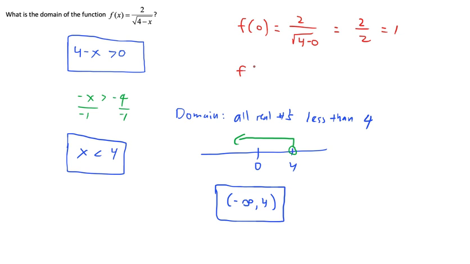Now let's do this. What about f of 4? What happens when you plug in f of 4? Let's try that. 2 over radical 4 minus 4. So we get 2 over, well, 4 minus 4 is just 0. Remember, radical 0 is 0. Radical 0 works, but there's a problem. It's in the denominator. So what does that tell us? It tells us that 4 is not in the domain, which we've already determined. The answer tells us that.